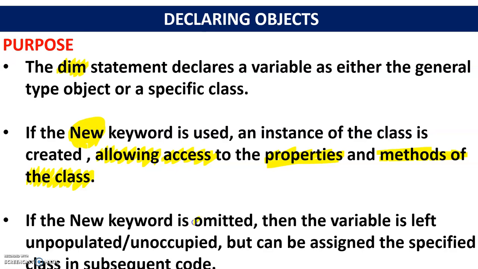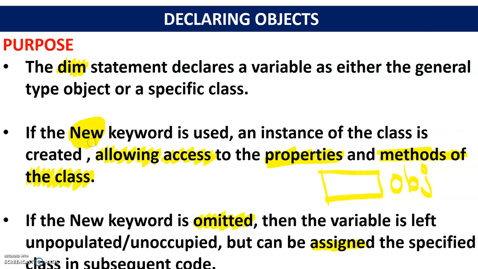But suppose the New keyword is not there. In that case you can only assign the specified class in the subsequent code. The variable is left unpopulated and unoccupied, meaning it is not busy, it is empty, right? But it can be assigned the specified class in subsequent code. Like see, this is the object, right? Right now we have not mentioned New, it means it is unoccupied, right? We have not written anything else.